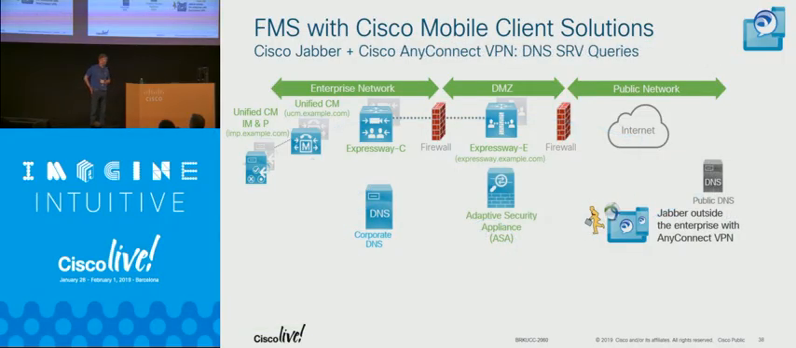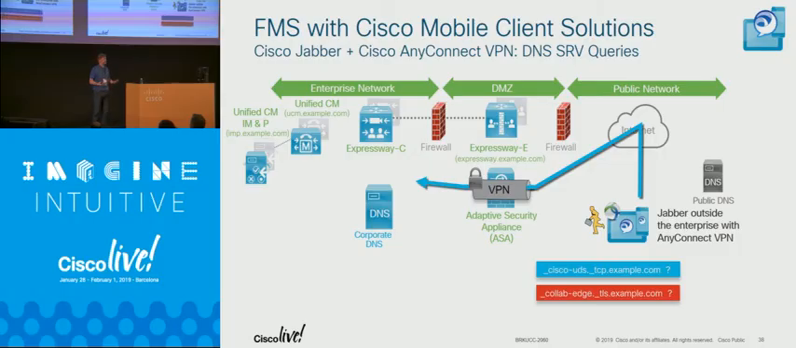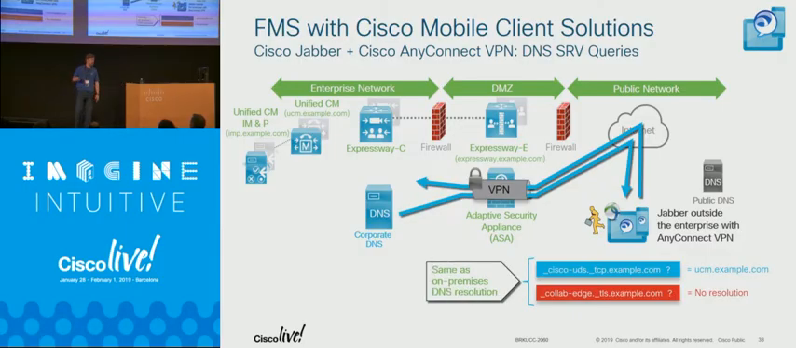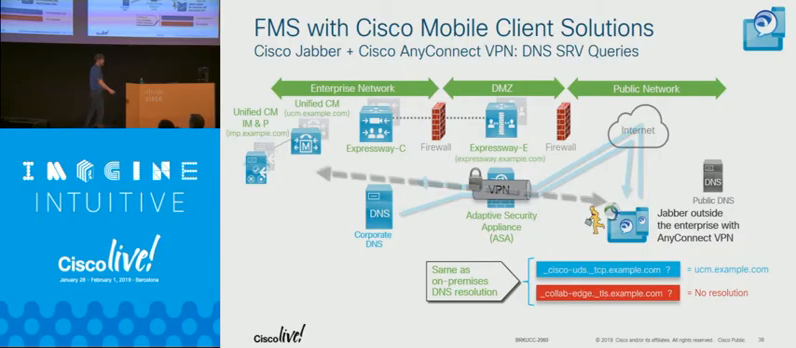What about when we connect over VPN? Some people may not want to do MRA, they may want to do VPN because they need connectivity for other reasons. And so in that particular case, the idea is going to be exactly the same as on-prem. I'm going to send those same DNS queries, but because I'm connected over VPN, I'm going to get Cisco UDS, but not collab edge, and so I'll connect directly to those collaboration applications over the VPN tunnel.